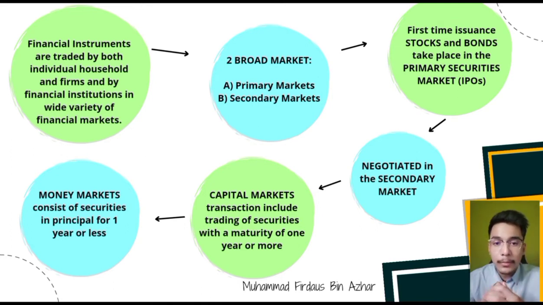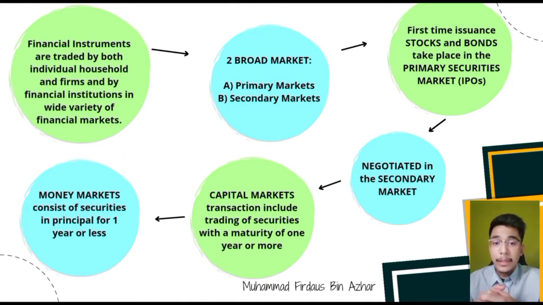The issue of stocks and bonds for the first time usually takes place in the primary security market, which is known as IPO. Next, when the securities are bought or sold after the initial offerings, they are being negotiated in the secondary markets. Examples in Malaysia are KLSE and KLOFFE. Capital markets include transactions trading securities with a maturity of 1 year or more. For example, the stock market, mortgage market, corporate bonds market and the government security market.